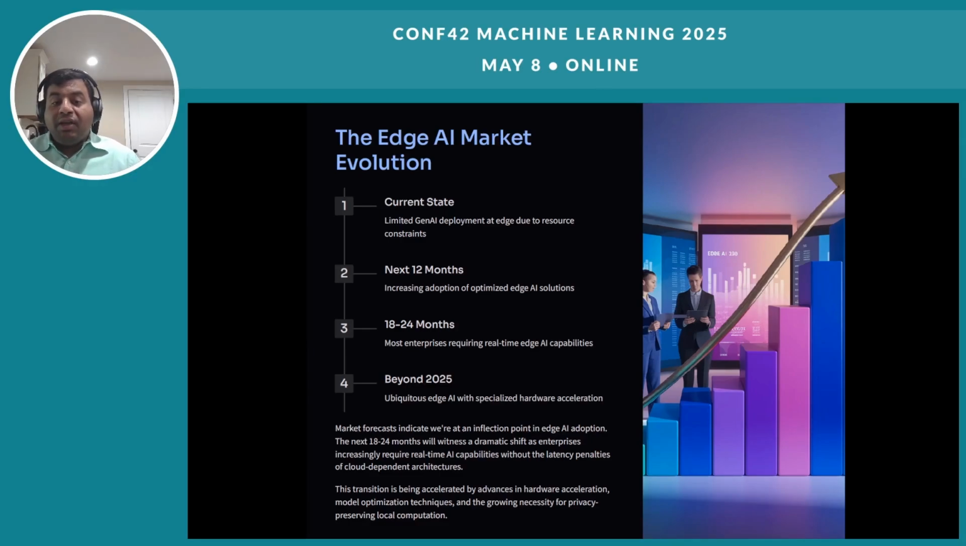Beyond 2025, edge AI is likely to become ubiquitous, supported by specialized hardware acceleration. This rapid evolution is driven by hardware advancements, better optimization techniques like quantization and pruning, and the growing need for privacy-preserving local computation. The shift away from cloud dependency for real-time tasks is well underway.